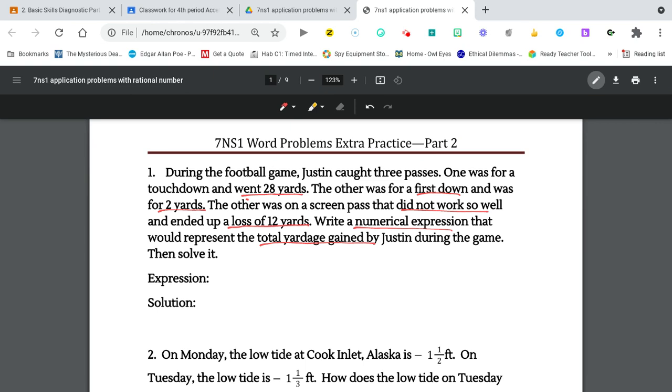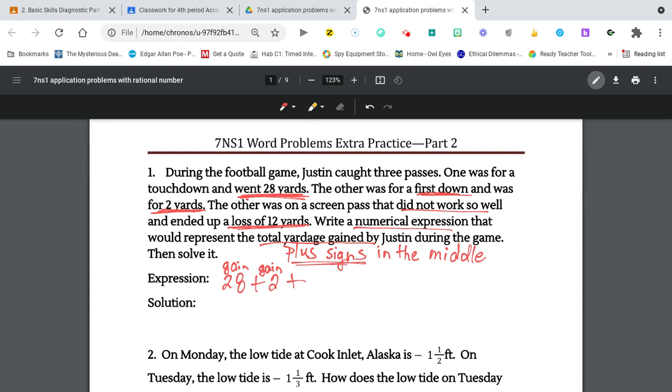Now, with total, you can go ahead and just put plus signs in the middle. But if you do that, then what you'll need to do is make sure you label a loss of 12 as a negative. So if he scored a touchdown and he went 28 yards to score the touchdown, that's positive. That's good. Plus, he scored a first down, and to get the first down, he only had to go 2 yards. That's good. He gained yards. So both of those represent a gain.